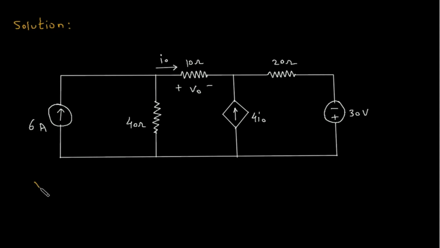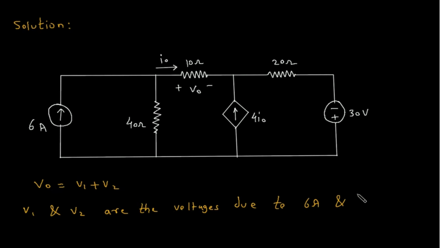Now let's say VO is equal to V1 plus V2, where V1 and V2 are the voltages due to 6 ampere and 30 volt respectively.